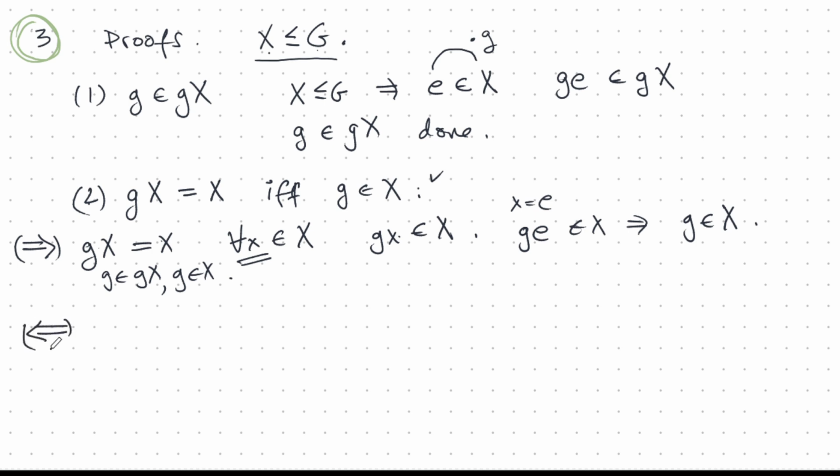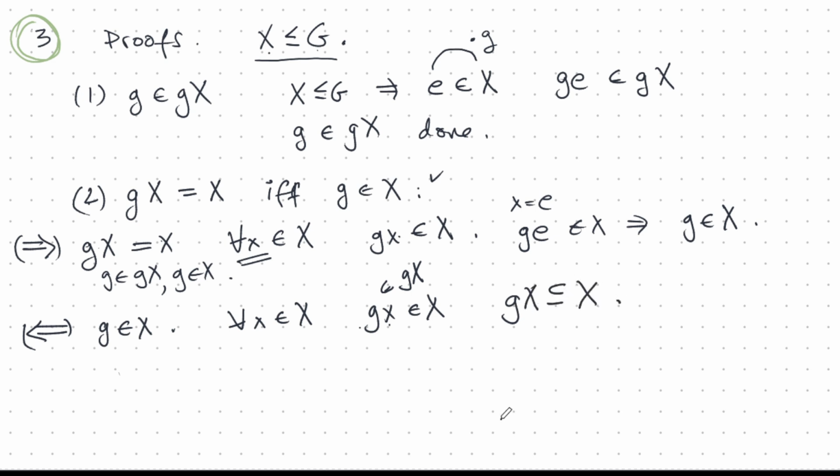Now the implication the other way. Let's assume g is an element of big X. So again, for all the elements x of big X, gx has to be in X because X is closed. And so what we have here is the following. gx is an element of the coset. This is some subtle thinking here. And so this is an element of the coset, and it's also an element of X. So that means the coset must be a subset of X. So think about that.